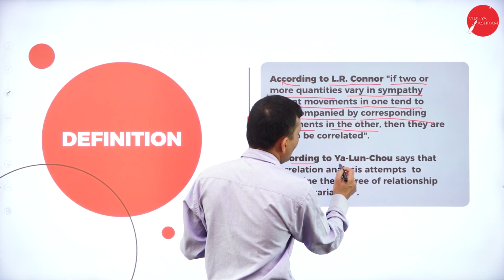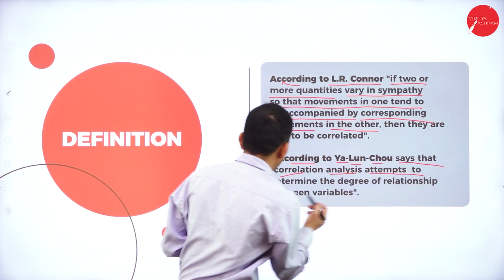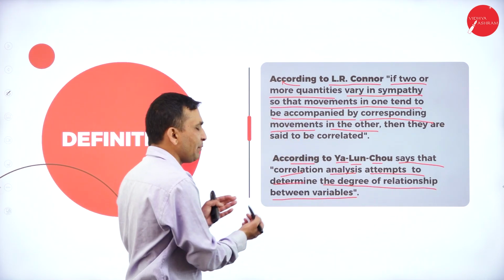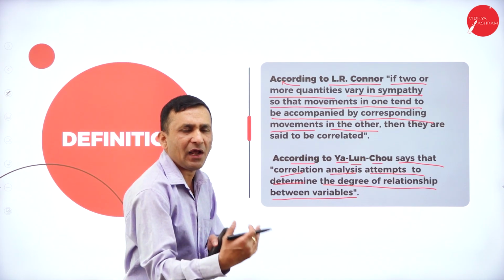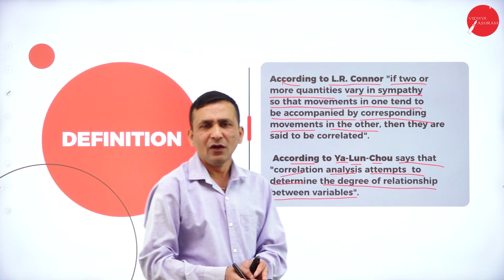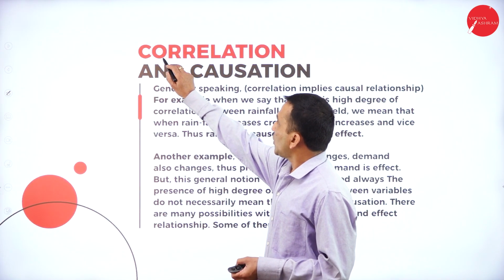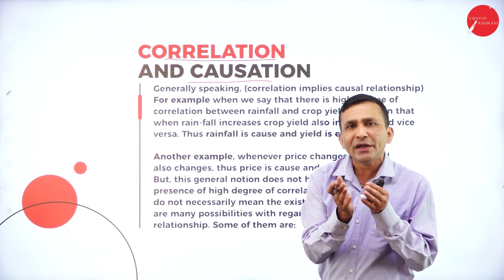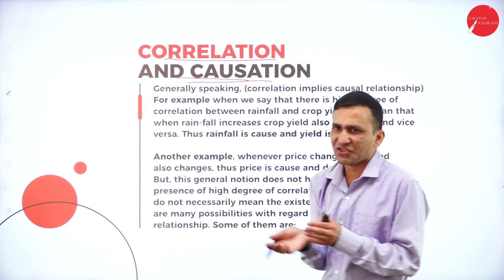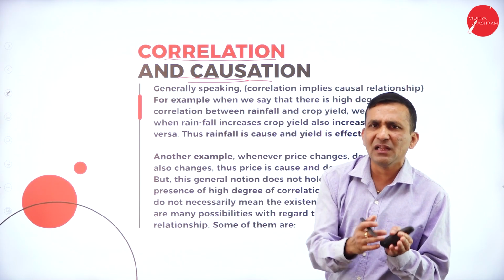According to Ya-Lun Chou, correlation analysis attempts to determine the degree of relationship between variables. For example, how X depends on Y or Y depends on X. So we find the degree of relationship using different variables. Moving next, correlation and causation, according to today's agenda, after the meaning and definition. Causation means the cause and effect. For example, the heavy rain.